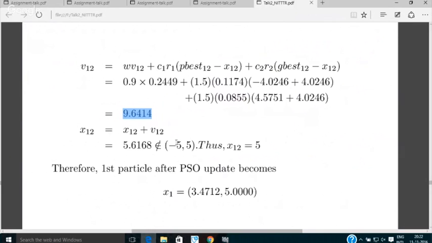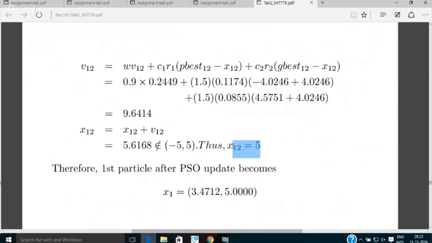Our domain lies between -5 and +5. Now check whether 5.6168 is beyond the +5 side. So replace x12 with your upper bound, because your maximum boundary is 5. If a value goes beyond 5, you can replace it with your lower or upper bound. Since this number exceeds +5, I replace x12 with 5.